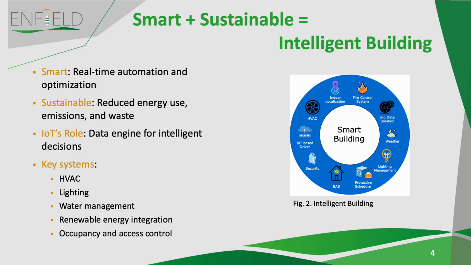A smart building uses real-time data to automate and optimize its operations. It responds dynamically to changes in occupancy, weather, and energy demand. For example, we can adjust lighting and HVAC systems based on whether rooms are occupied or not and how much sunlight is coming in. A sustainable building, on the other hand, is designed to minimize its environmental impact. It reduces energy consumption, lowers carbon emissions, and uses resources like water more efficiently.